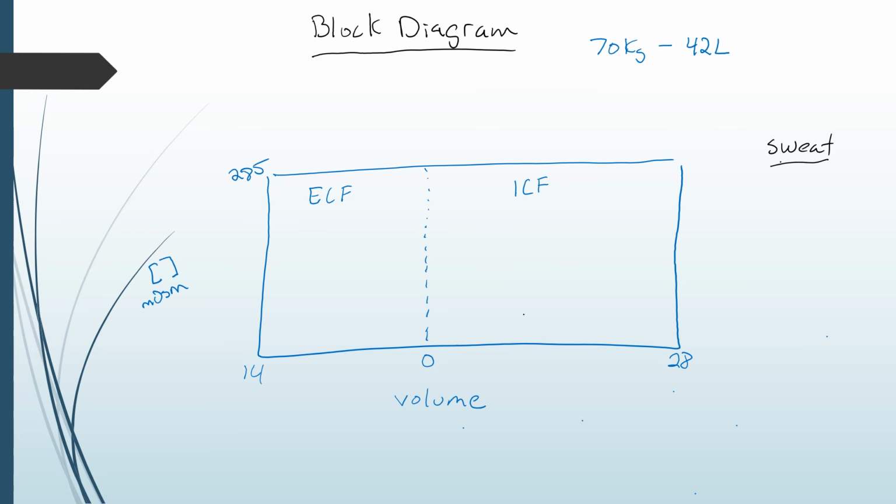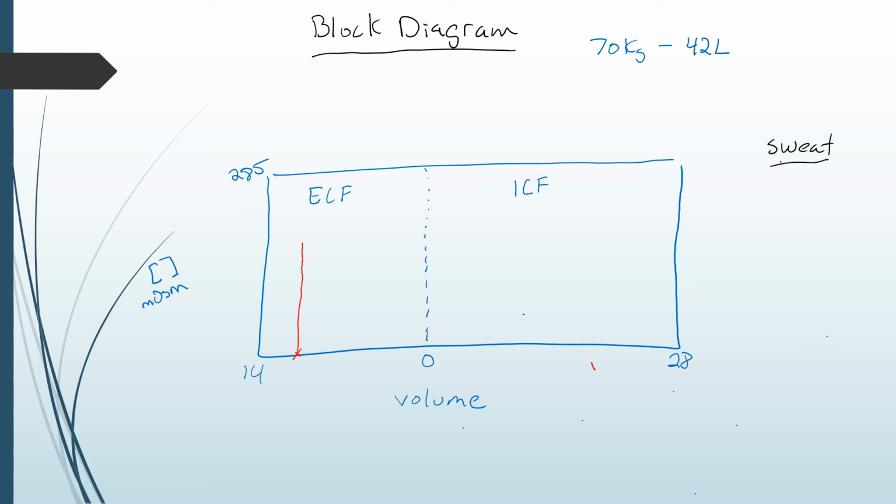So let's see what that looks like. If I'm losing water because I'm sweating, that means my volume is going to go down in the ECF. So I'm just going to pick a spot. Let's just say I lost a couple liters here. All right, so let's say at this point I've lost a few liters. So I'm going to draw a line to here.